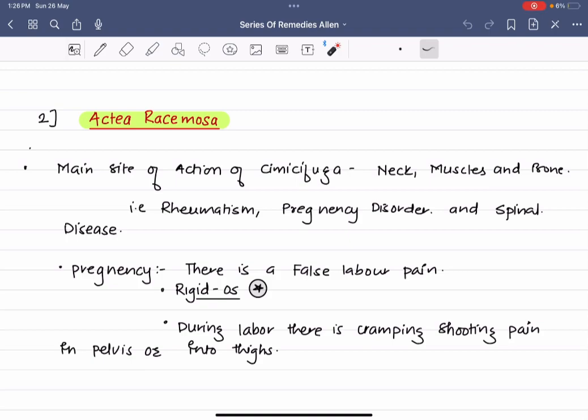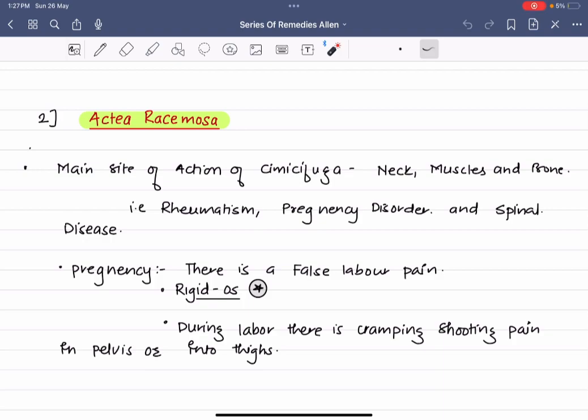So at the very first, I am trying to explain the indication of this remedy in labor cases or in pregnancy cases. I have seen this many times: one of my teachers used this remedy in his gynecological practice, and he got many results with this remedy in cases of labor. The first thing is that there is a false labor pain and there is a rigid os. These two conditions are so important, and if these two conditions are present in a woman, we must think about the group of remedies which has this remedy first.